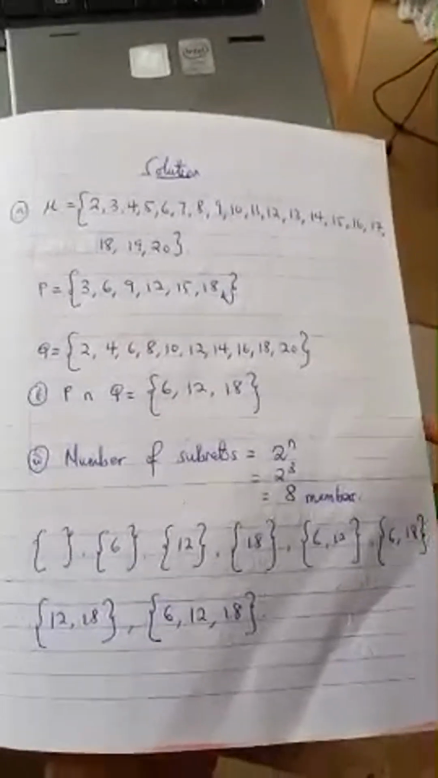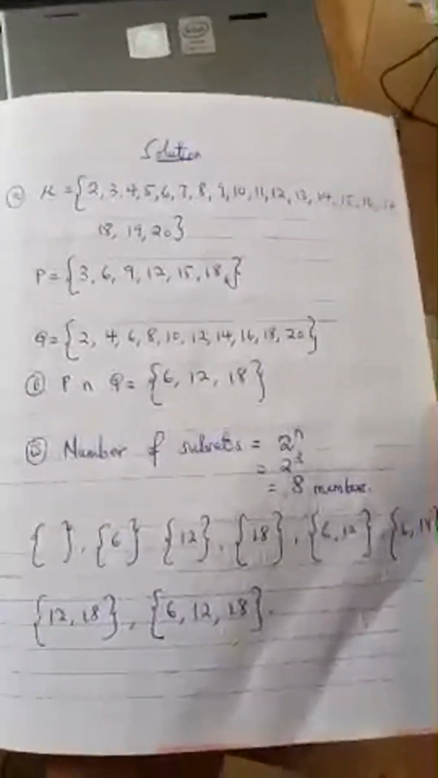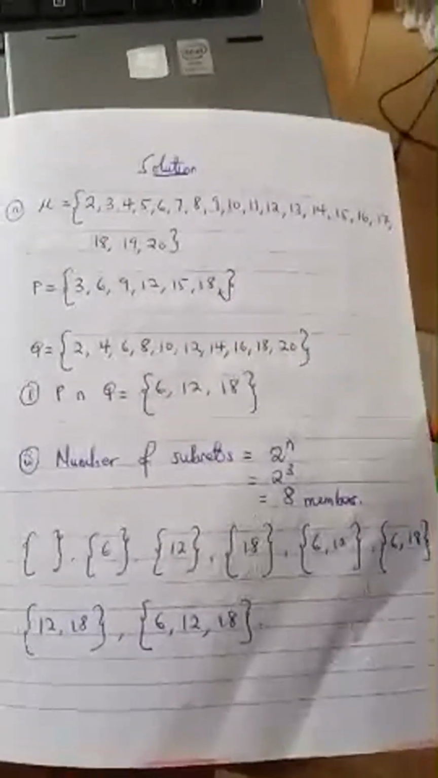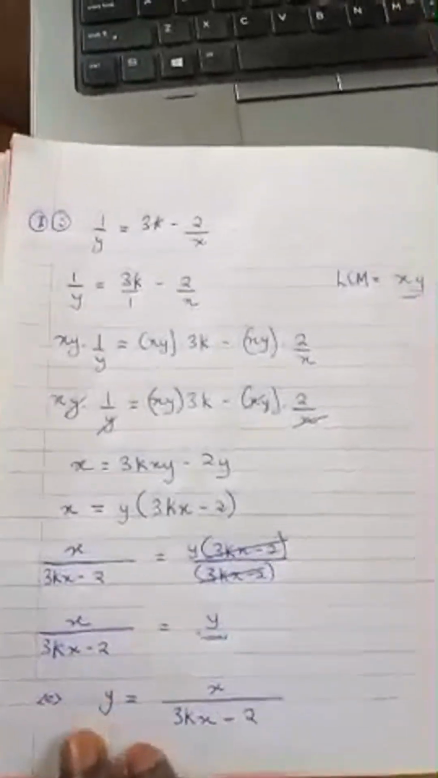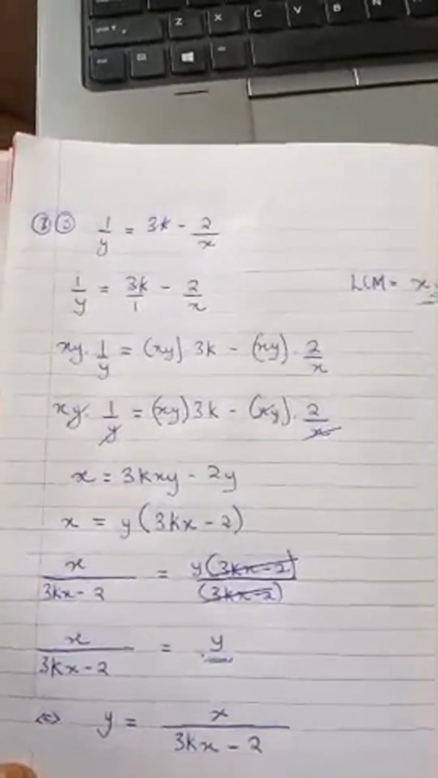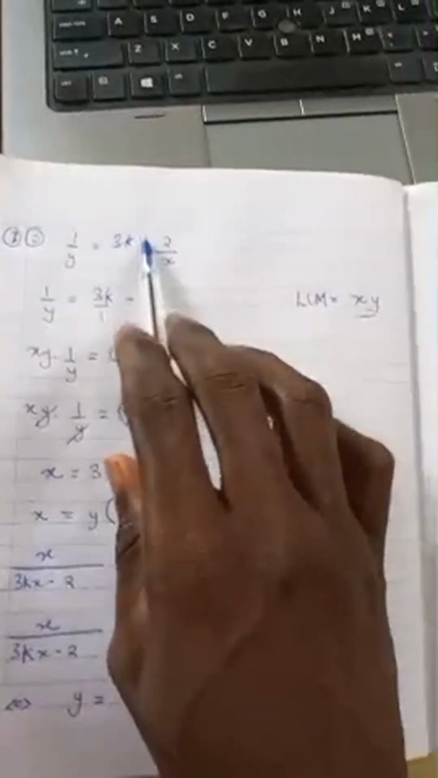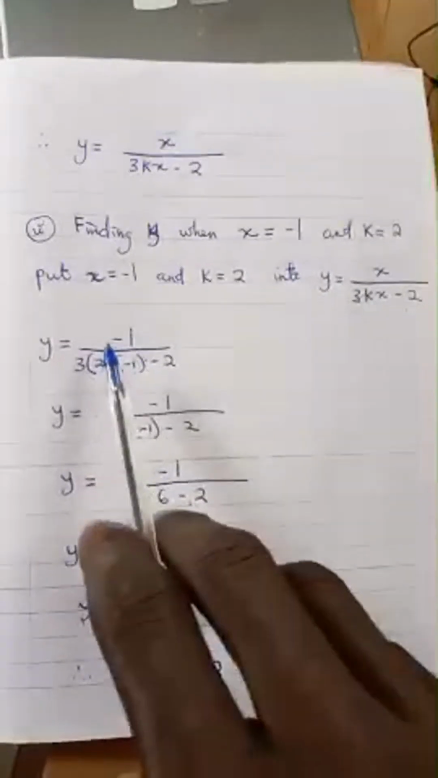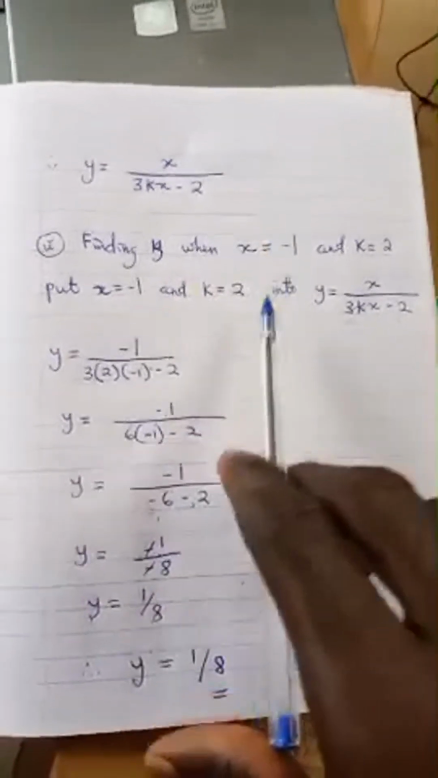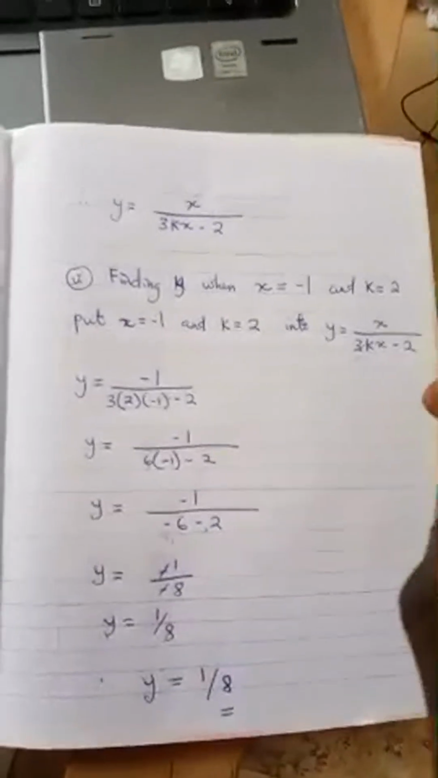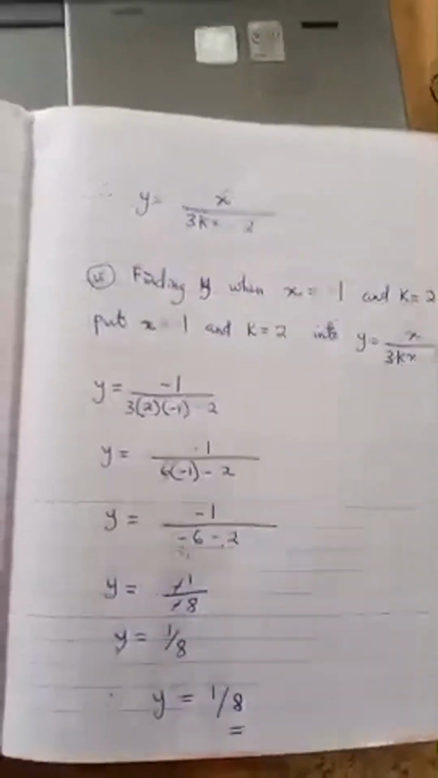Again, this is the question 1A, I and II. This was what was recommended from learners. Then question 1B, I and II: learners were asked to make y the subject from this relation, and they are supposed to find the value of y when they are given x and k to be -1 and 2 respectively.